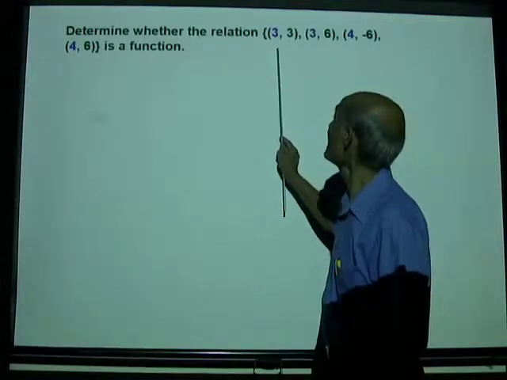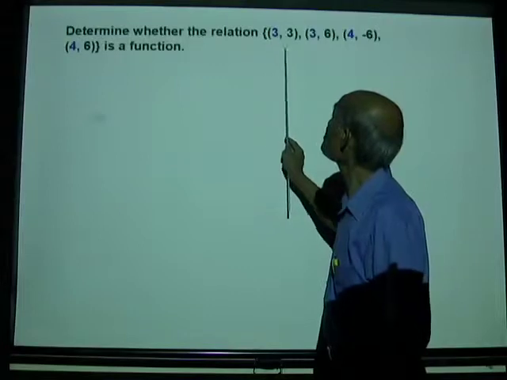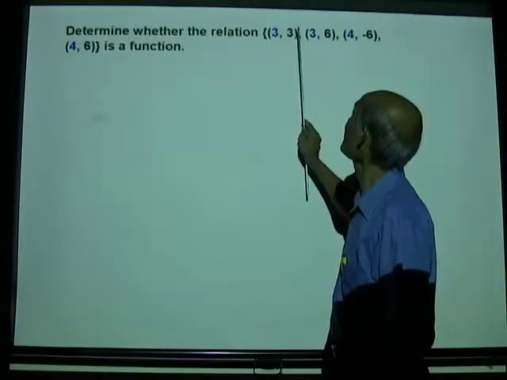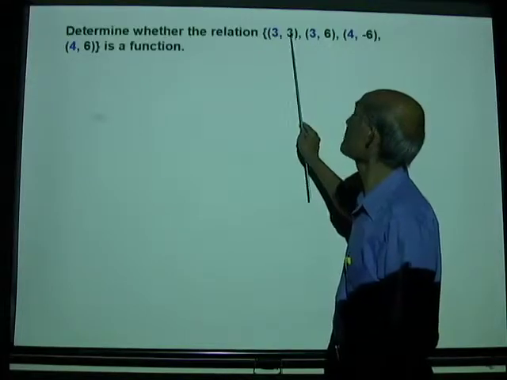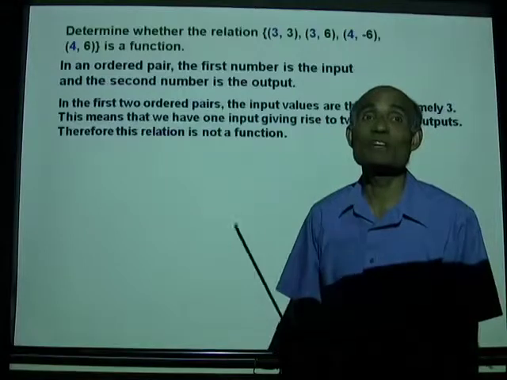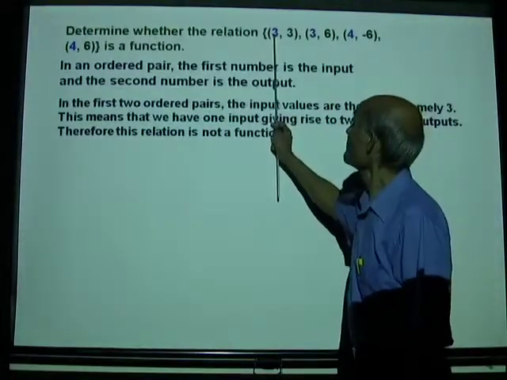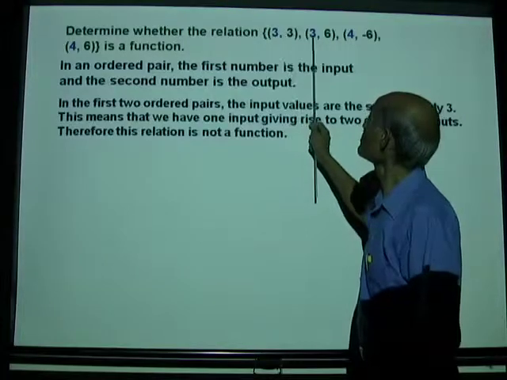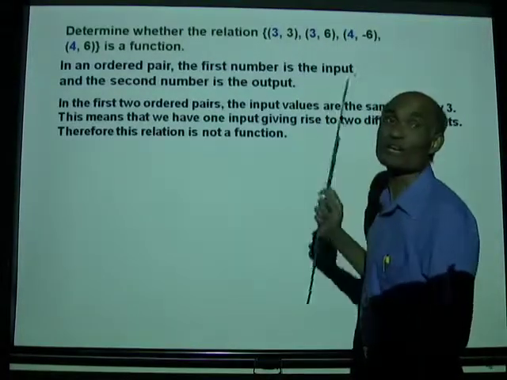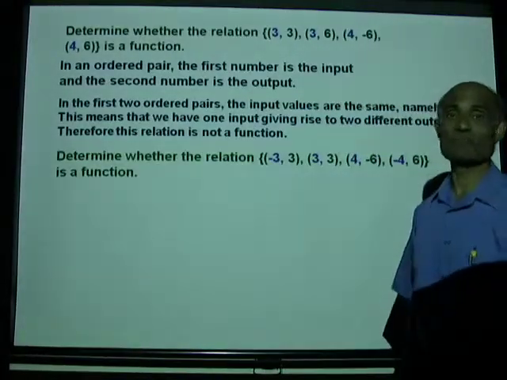So if you watch here, you got 3 as input in 2 ordered pairs. That means the same input produces 2 different values of the output. And therefore it is not a function. So again, an input equal to 3 gives rise to 2 different outputs, 3 and 6. Therefore, it is not a function.